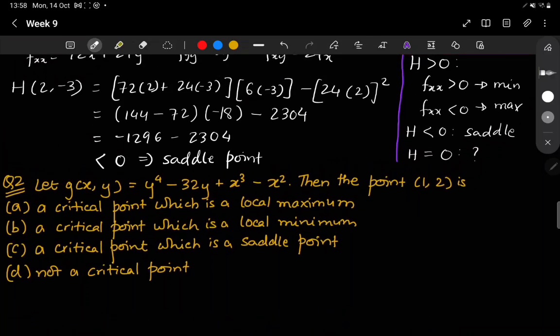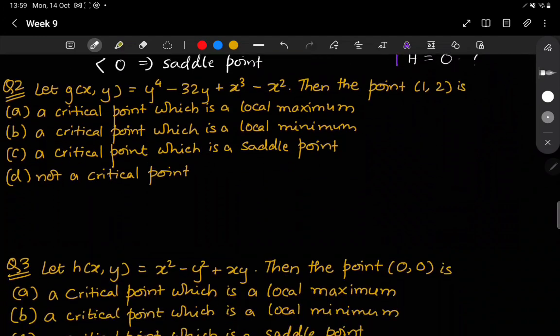So I hope it is clear now. Are there any more questions? Okay, so it seems that it is clear and we can proceed to the next question.